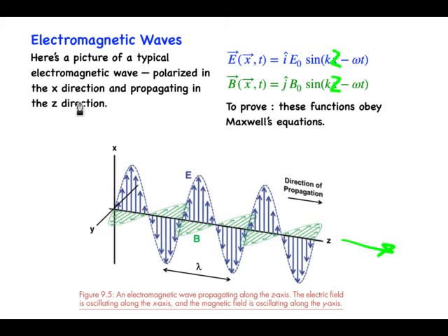This would be called polarized in the x direction because the electric field is oscillating in the x direction. It's pointing in the positive x direction, then the negative x direction, then the positive x direction. If I sat right on one point as this wave went by me, I would see the electric field oscillating between positive x and negative x. As a vector, it would be oscillating between the i hat direction and the minus i hat direction. And meanwhile, the magnetic field would be oscillating between the plus j hat direction and the minus j hat direction.